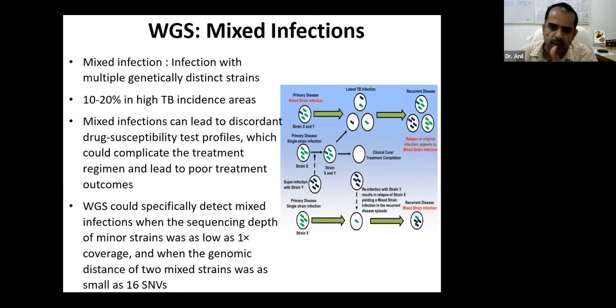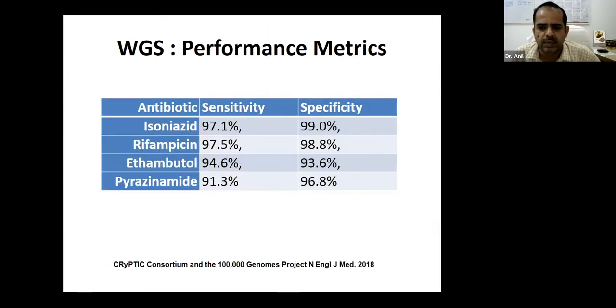So it's better that whole genome sequencing comes into the picture, with more data saying that it is a mixed infection with two different strains having different susceptibilities. So better to treat the resistant infection also. Published data from Western literature shows that the sensitivity and specificity of WGS when compared to the gold standard DST is very, very good: 97%, 99% for isoniazid, rifampicin, ethambutol. Everything is more than 90%.